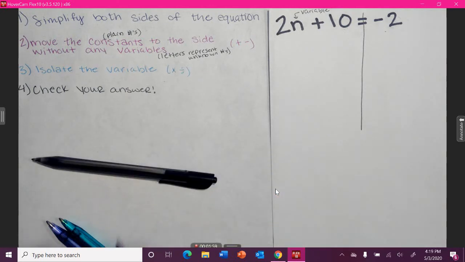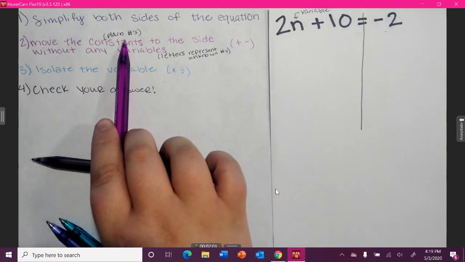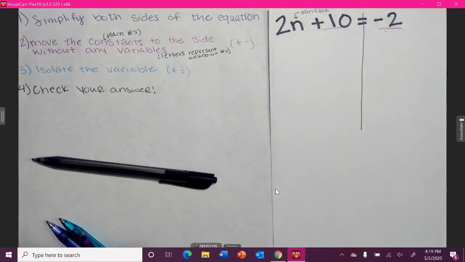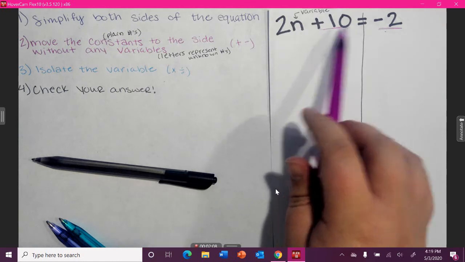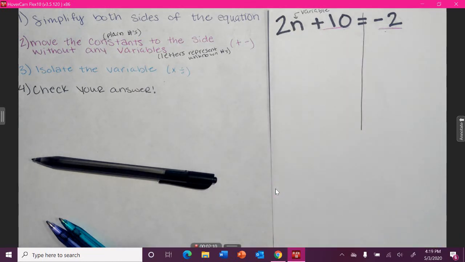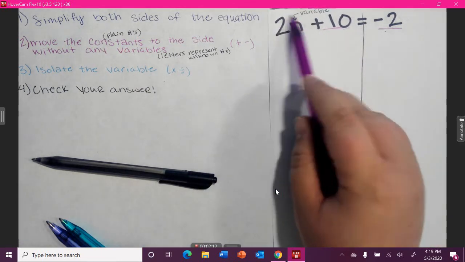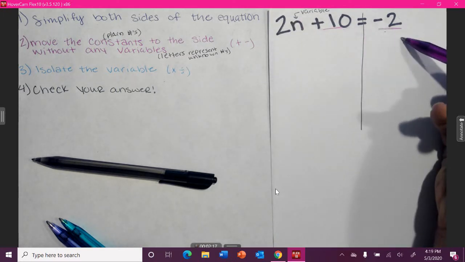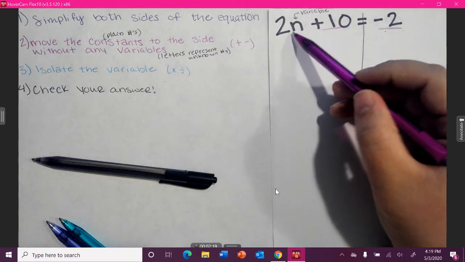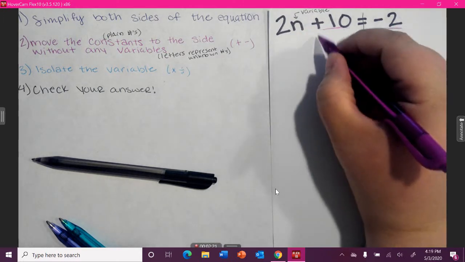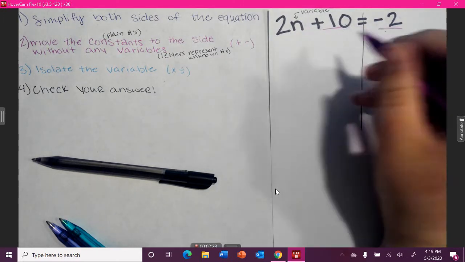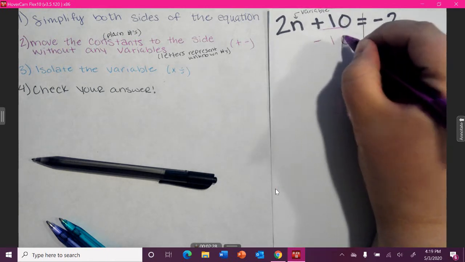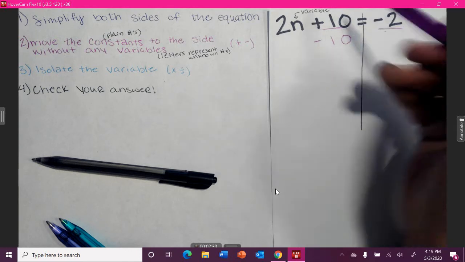The second step is to move all of our constants, that's the plain numbers, so that's our plus 10 and a -2. We want to move all of the constants to the side that doesn't have any variables. The side that has the variables is 2n, so I want to move all of my plain numbers to the right side because 2n is on the left side. This is a plus 10, so to move it, I have to do the opposite. I have to get rid of it by subtracting 10, because a plus 10 and a minus 10 make a 0.